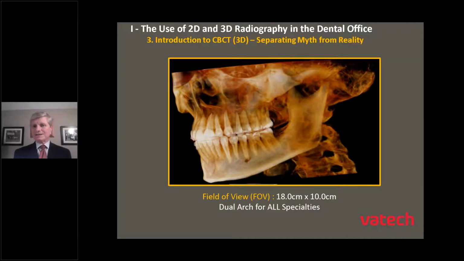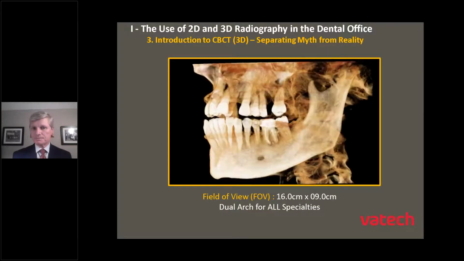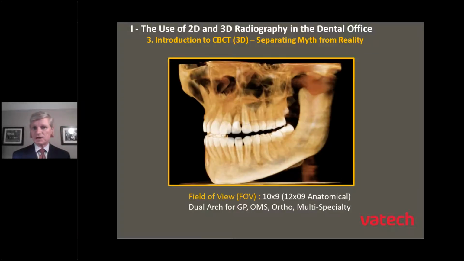Getting to a smaller field of view, like an 18x10, certainly for dual arch scans, applicable for all specialties. 16x9, just slightly smaller than that, also relevant for doing a dual arch scan for all specialties as well. Going down to a smaller field of view, like a 10x9 or 12x9 anatomical, which is specific to our smart device product line, certainly relevant for doing a dual arch scan, great for GPs, OMS, ortho, and multi-specialty type practices.